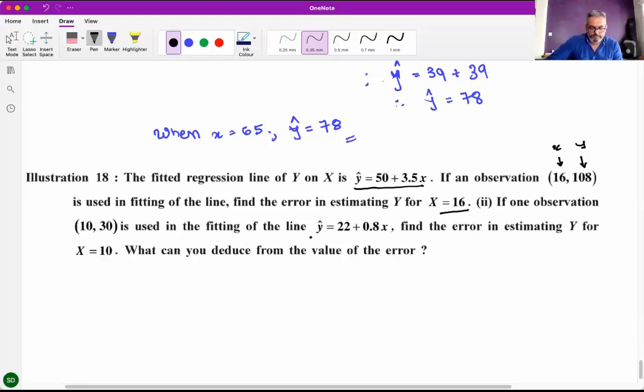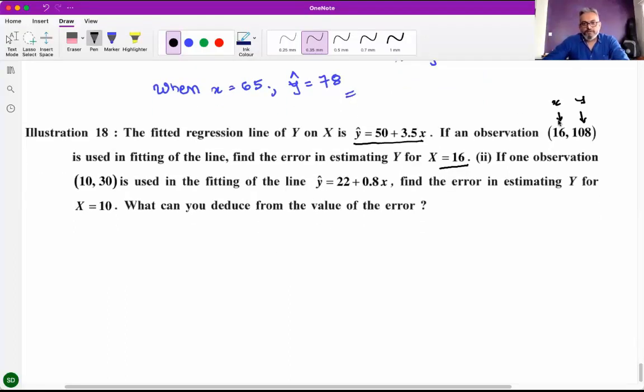Now over here we have to find the error. So the observation is, for x it is 16, for y it is 108. That's the actual observation. Now we have to estimate first what will be the value for y when x is 16 and then find the error of estimation. So let's start with the first one. Regression line.